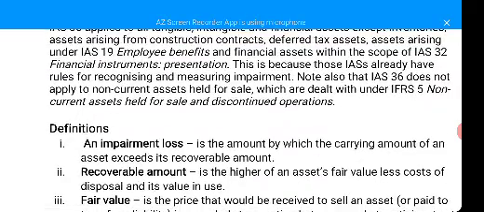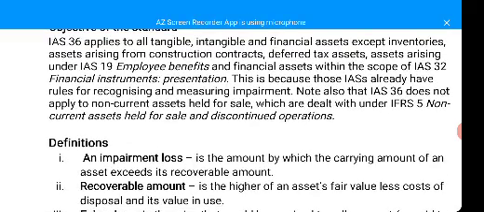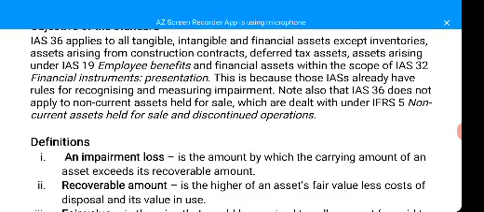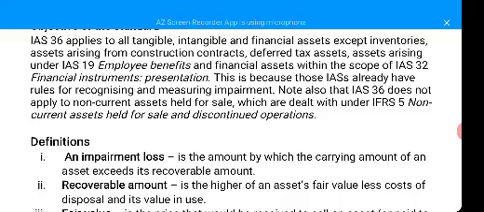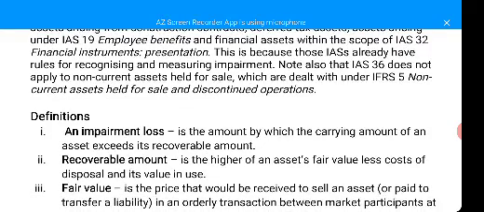So all the standards we just listed have their own rules on how they recognize impairments. When you talk about current assets, like inventory, it has its own rules on how impairment is measured. Receivables have their own rules on how we measure impairment. Note also that IAS 36 does not apply to non-current assets held for sale, which are dealt with under IFRS 5. So we don't apply this impairment under IFRS 5.